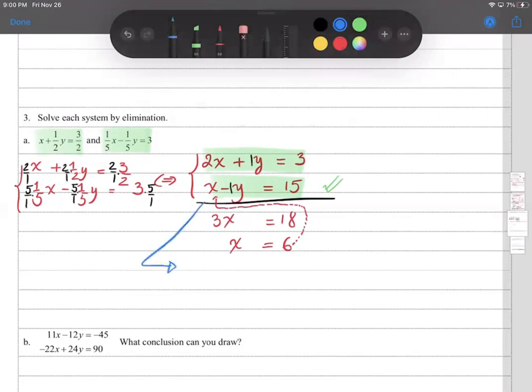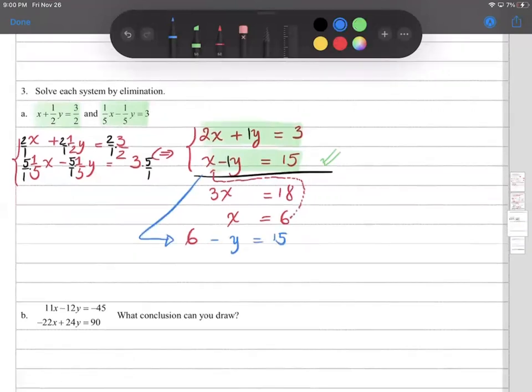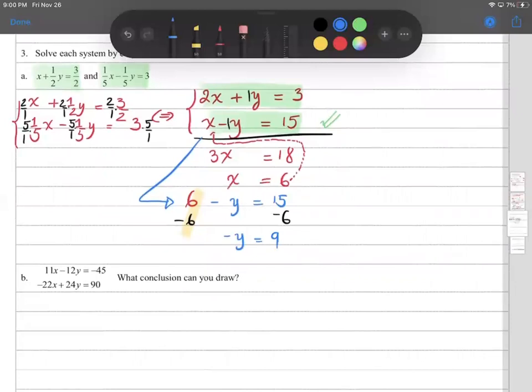Now I got 6 for x, minus y equal 15. Subtract 6 both sides. That's gone. So I have negative y equal 15 minus 6 is 9. Divide both sides by negative 1, or multiply both sides by negative 1, y equal negative 9. So the solution is 6 comma negative 9.